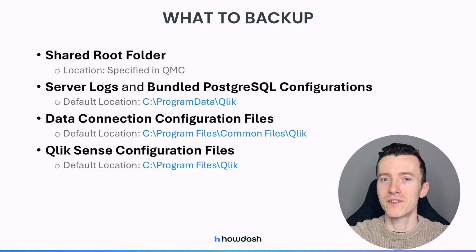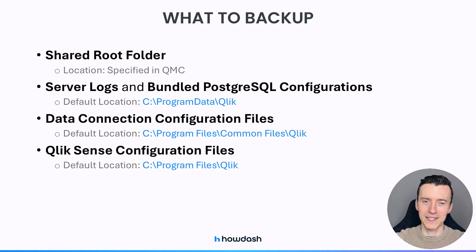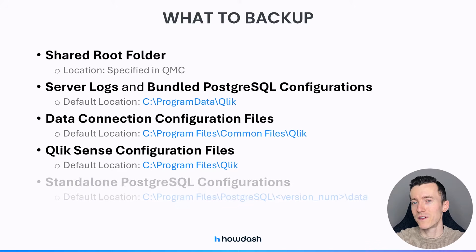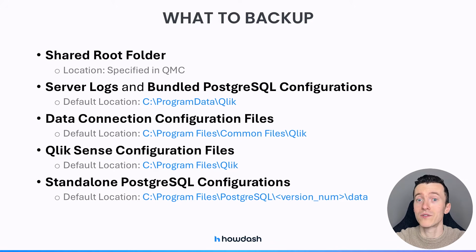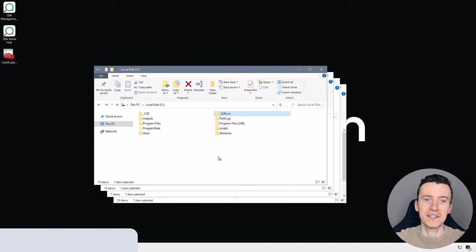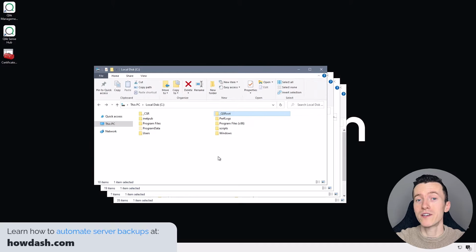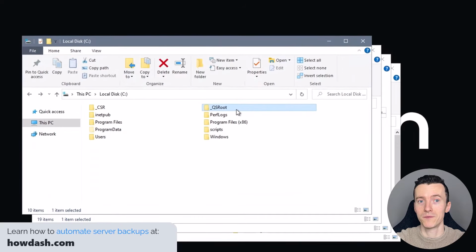There are 4 core directories where Qlik Sense stores apps, extensions, logs, configuration files, and other things. Plus, if you're using a standalone installation of PostgreSQL, there's a 5th directory that needs to be backed up to make sure that all PostgreSQL configurations and settings are also backed up. Let's take a look at them one by one, starting with the shared root folder.